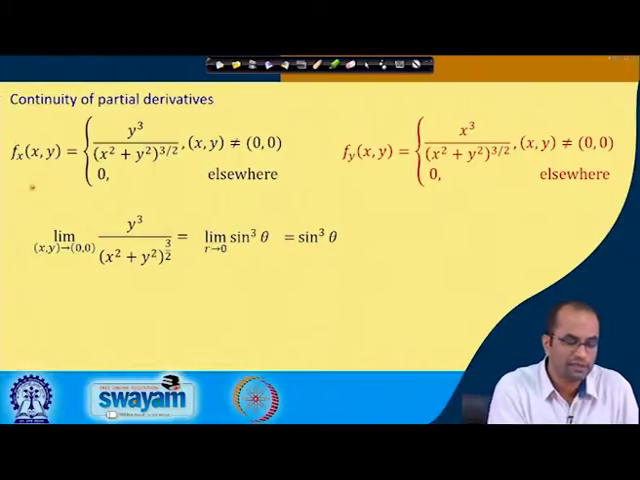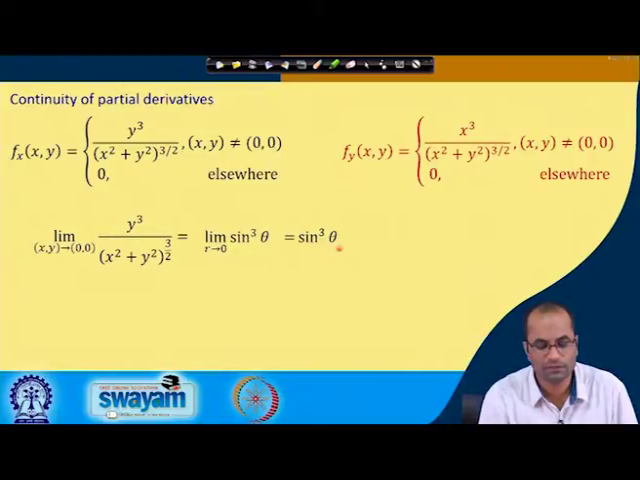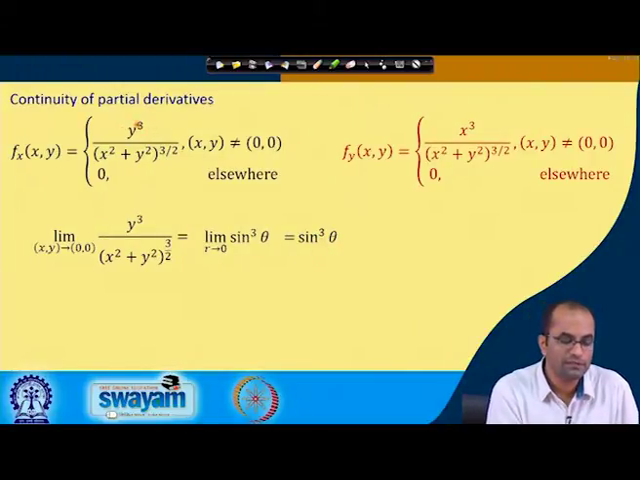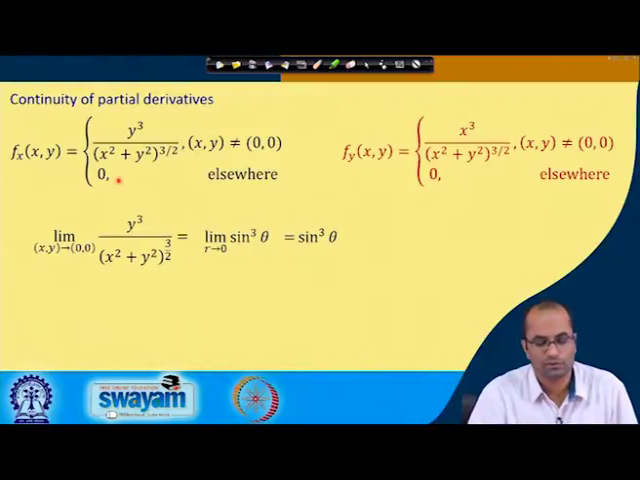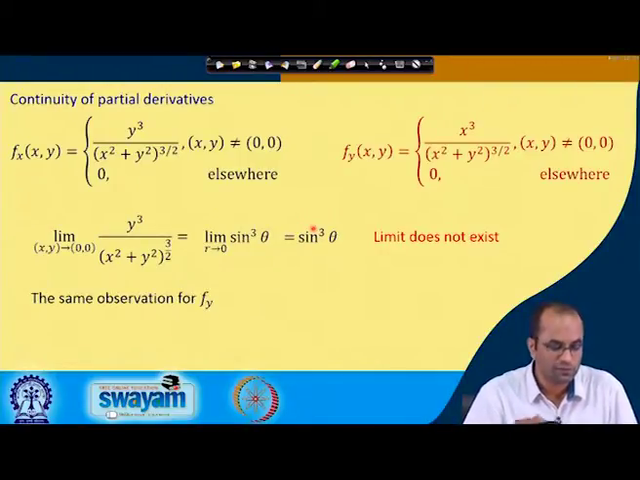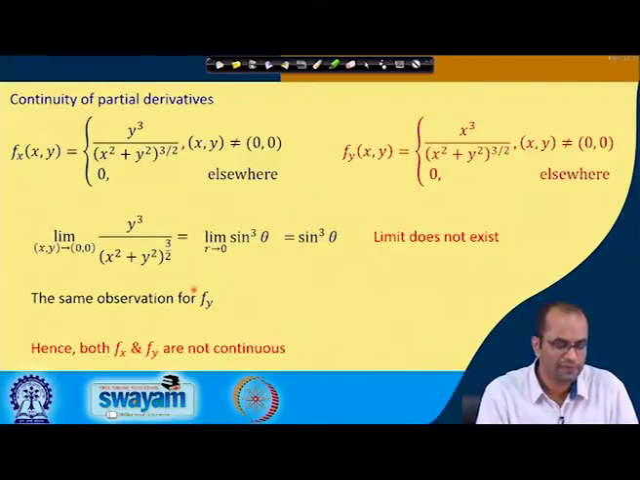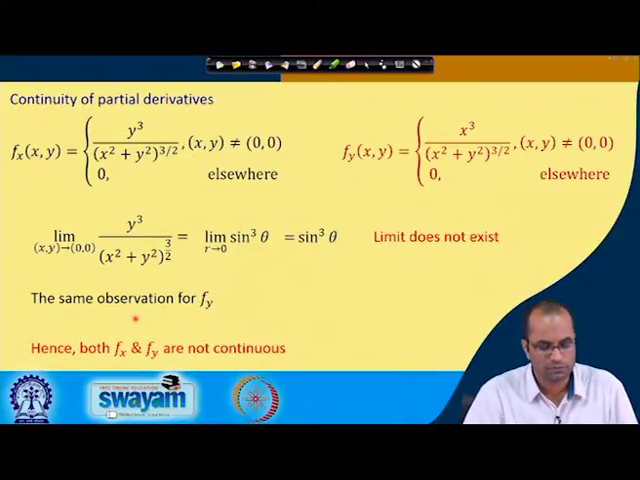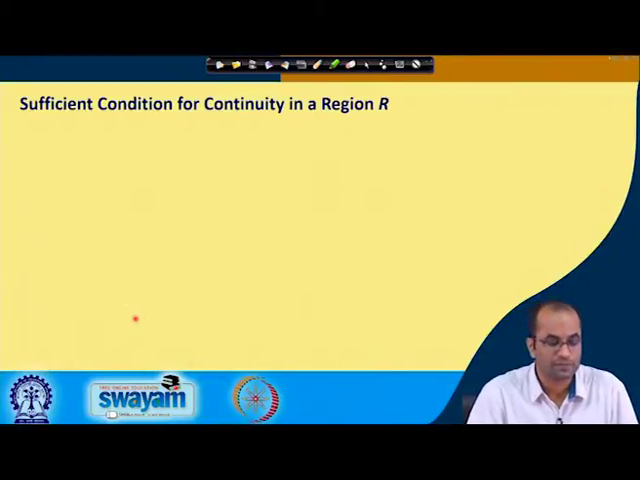So, this f(x,y) is not continuous because this limit does not exist, the limit depends on theta. For continuity, the limit should exist and it should be equal to the value at (0,0). So, in this case the limit does not exist, therefore, these partial derivatives are not continuous, and indeed we can do the similar calculation for f_y. So, both partial derivatives f_x and f_y, they are not continuous.